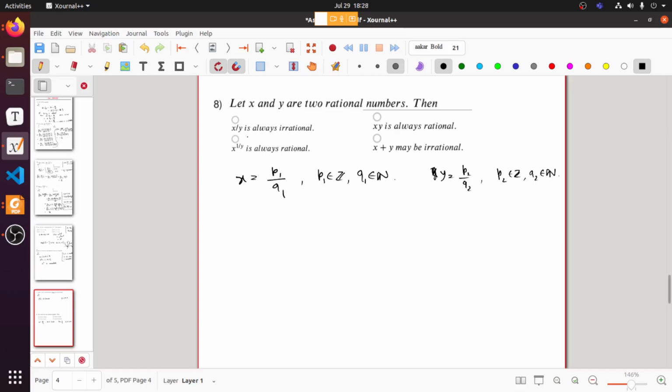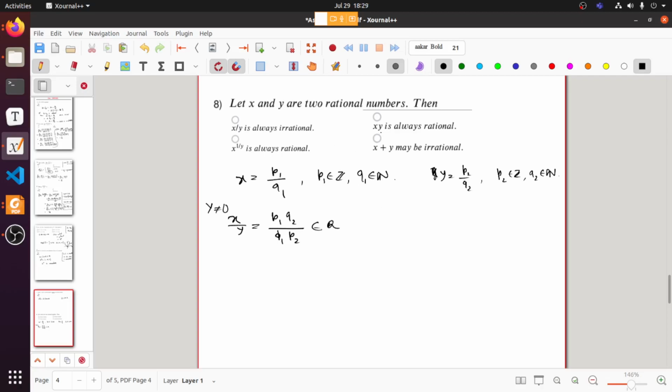So what happens? x by y, is it always an irrational number? No, sir. It's not true, right? It will be rational. So it's defined whenever y is not equal to 0, right? So what will be x by y? It will be p1 into q2 by q1 into p2. Here these two should be non-zero because it's defined. So this is again a rational number, right? So the first one is false. x by y is always irrational, it's false.